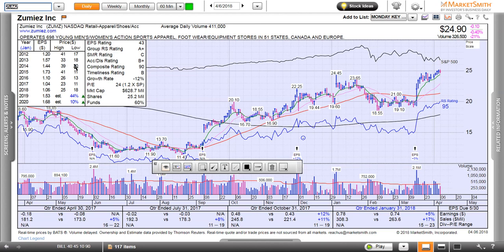Overall, on a scale of 1 to 10, with 1 being not very important and 10 being extremely important, how would I rank short interest? I'll give short interest a 2. A 2 on a scale of 1 to 10. It's relevant, but it's not a game changer for me.